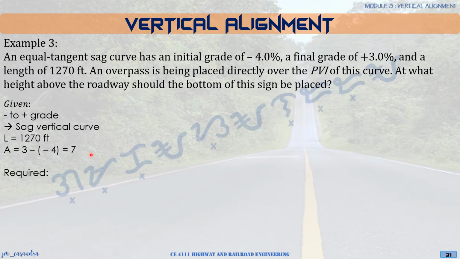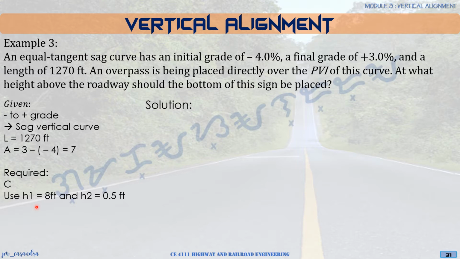So for our required, we are to solve for the clearance or height, or the distance between the roadway and the bottom of the overpass. So since this is now an example of undercrossings or underpass, then we will use H1 equal to 8 feet and H2 equal to 0.5 feet. So these values would come from our AASHTO 2011 guideline.